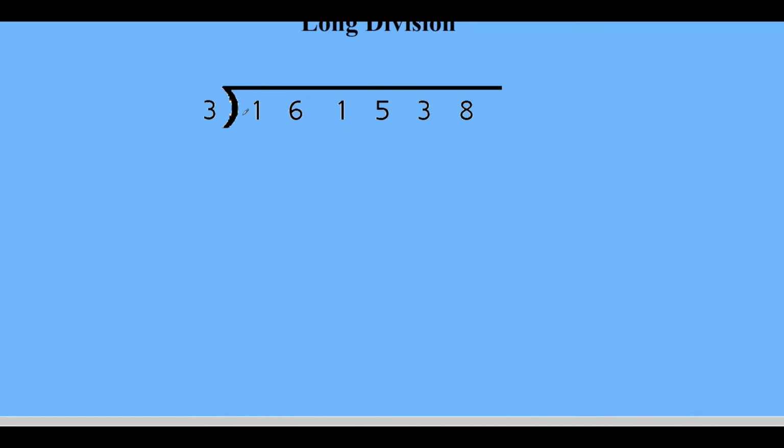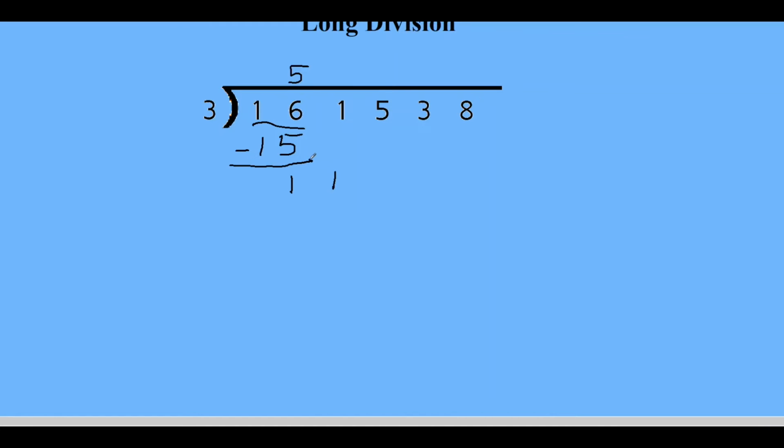Okay? So how many 3's are in 16? What times 3 is close to 16? So I'm going to say 5. All right? So we'll try that one. 5 times 3 is 15. Okay? It's not exact, so we'll have a remainder. So 16 minus 15 is 1. I'll bring the 1 down over here.